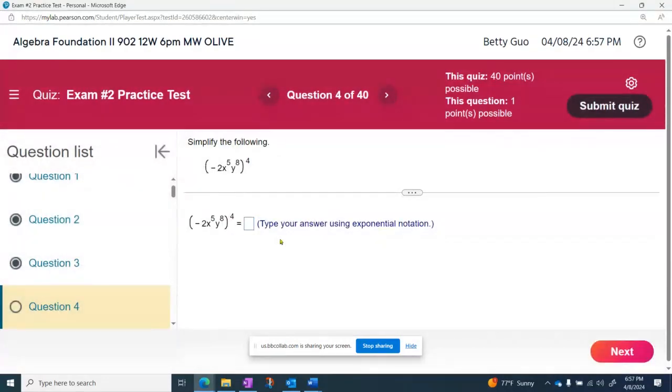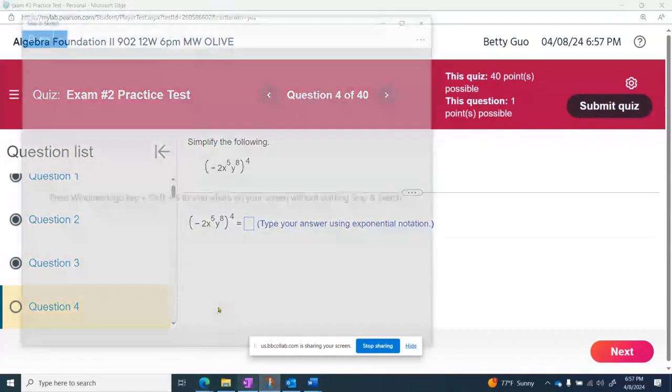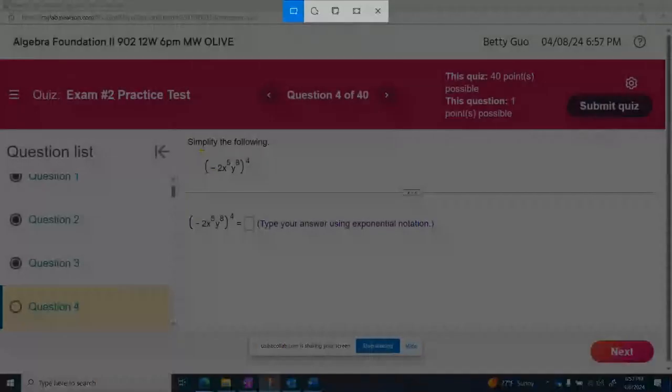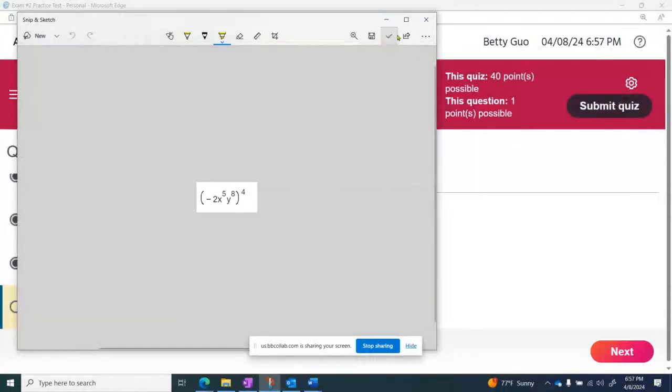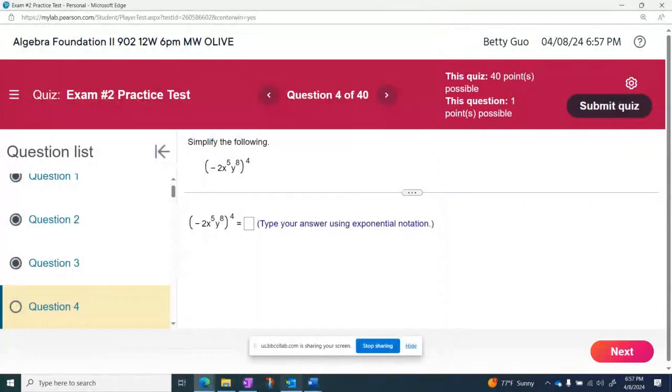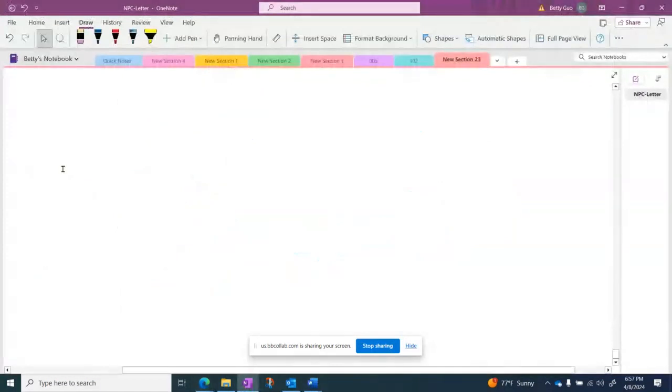Next, simplify. Type your answer using exponential notation. I strongly recommend when you take the test, please read all the information in the parentheses. Those information normally are very important. Let's simplify. How do I simplify?